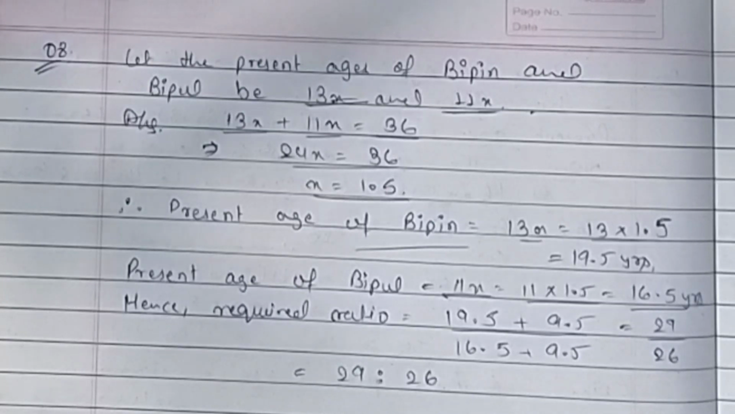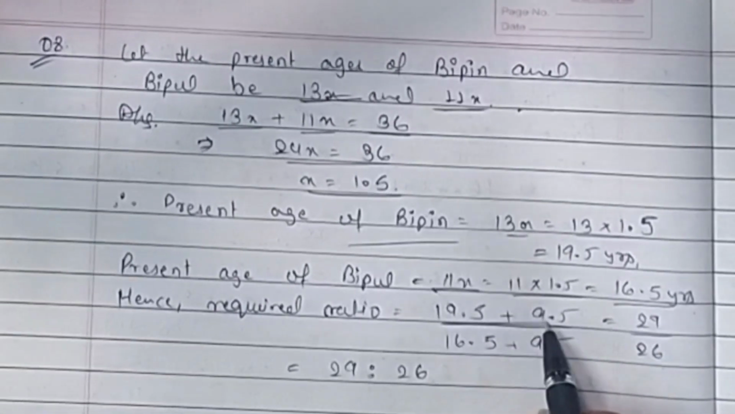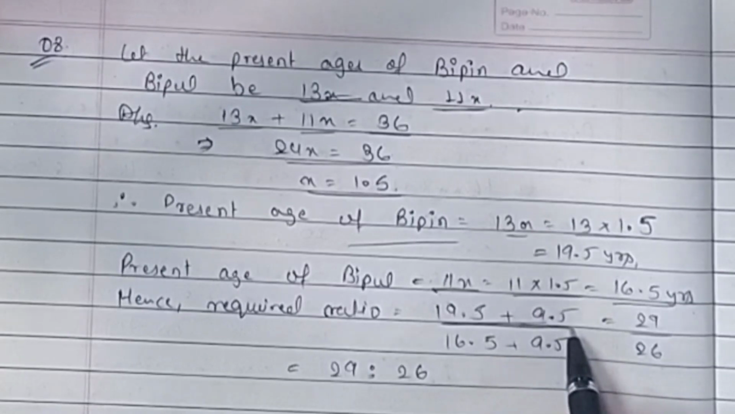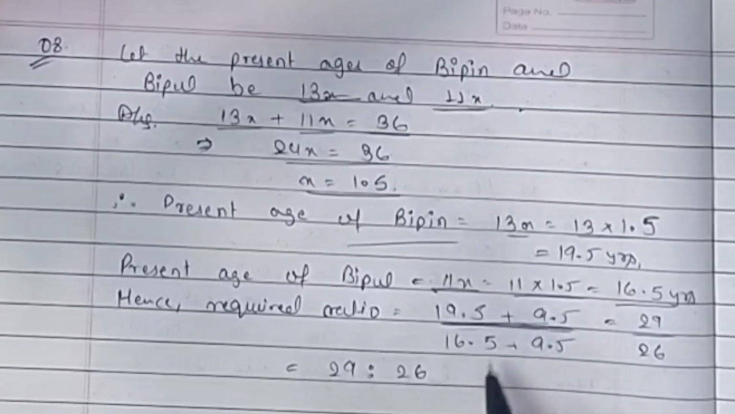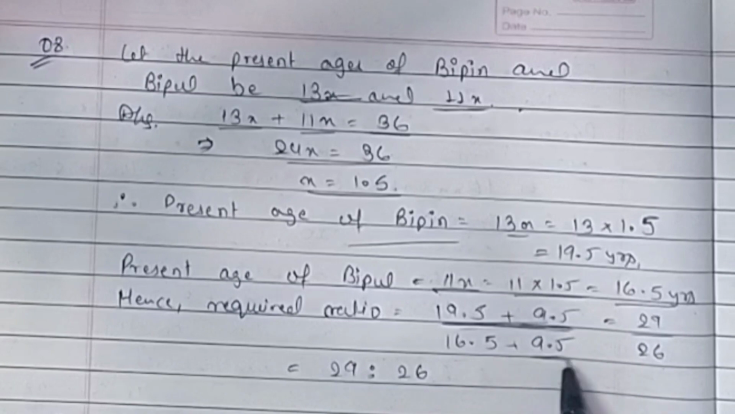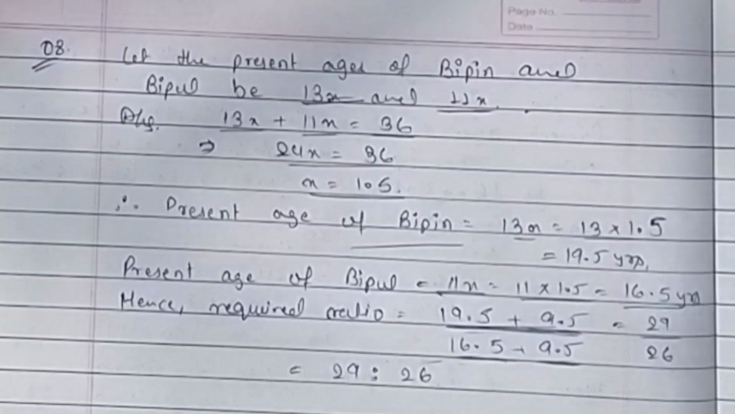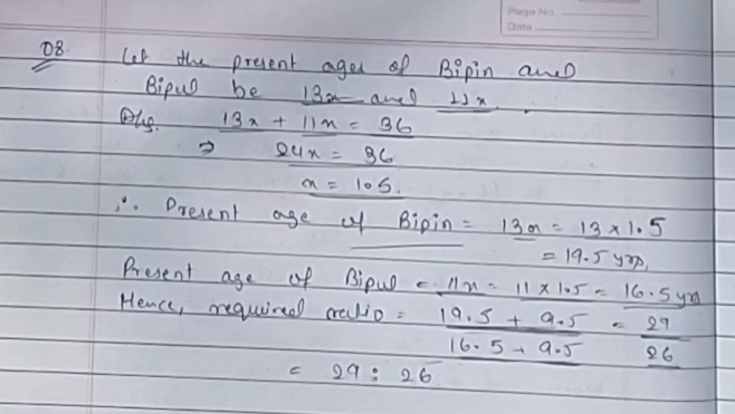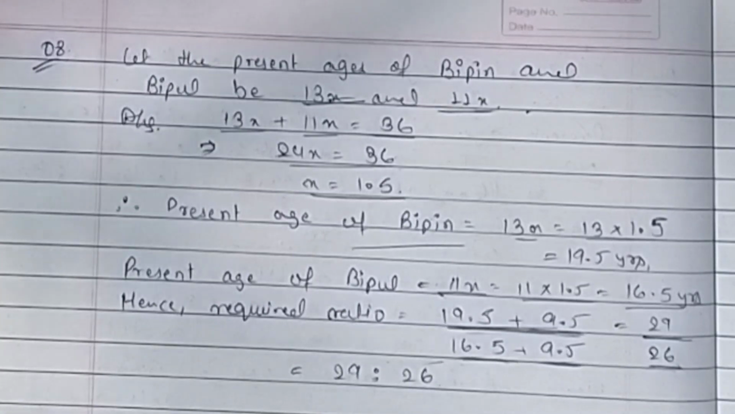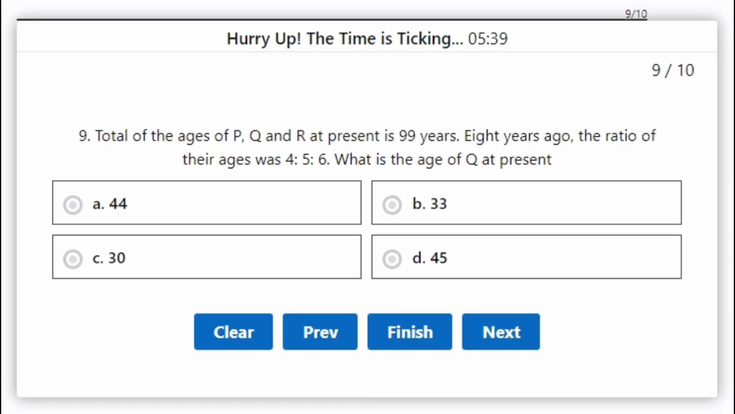So basically the age of Bipin after 9.5 years will be 19.5 plus 9.5, divided by, because we are finding the ratio also, 16.5 plus 9.5, because we have added 9.5 years to the present age of Bipul. So if we add it, we will get 29 by 26. Hence our required ratio becomes 29:26.